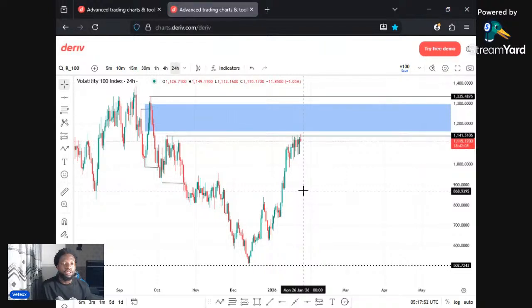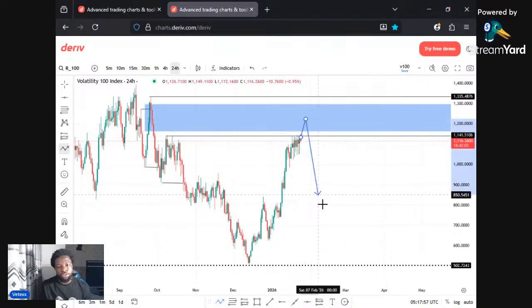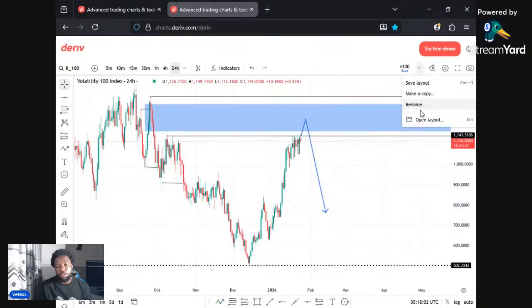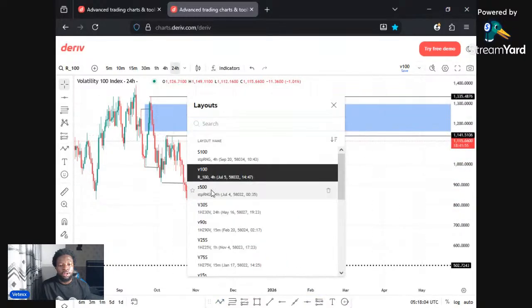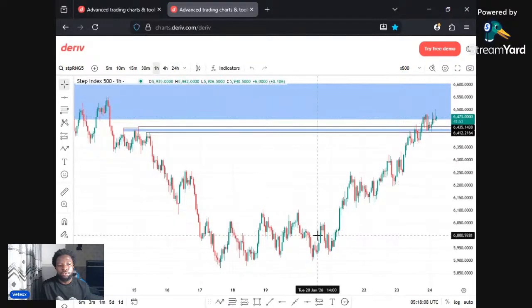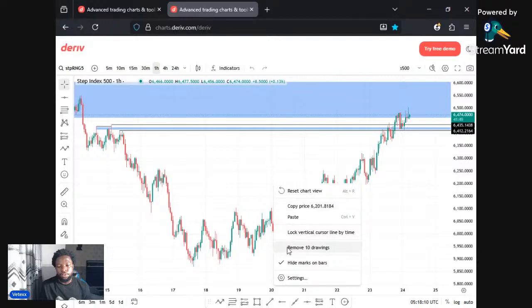So for V100 currently, this is what you're anticipating. We want price to dip more into this zone and then start pushing in the opposite direction. Okay, so that is all about V100 today. The next pair we are going to be checking out is the Step 500. Let's see what the 500 has for us today.